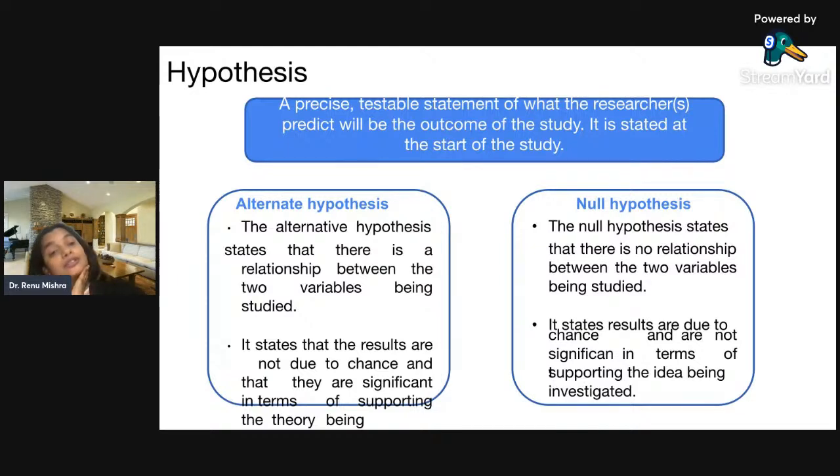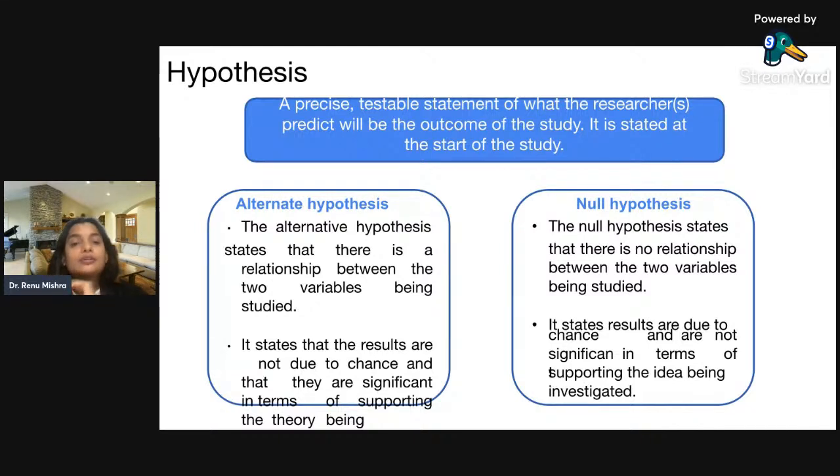Now, talking about the null hypothesis, it always states no relationship. So you can always assume that if the alternative is a relationship between good education and good life, the null hypothesis would be that there is no relationship between good education and good life. So the key to identify a null hypothesis is that it has the "no" in it.